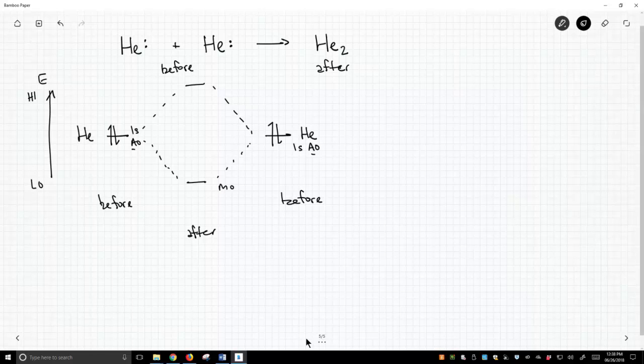So here's a new molecular orbital. Here's another new molecular orbital. They have different energies. This is going to be our sigma bond. This is our sigma star, our antibonding orbital. And now let's drop in our electrons and see what happens.